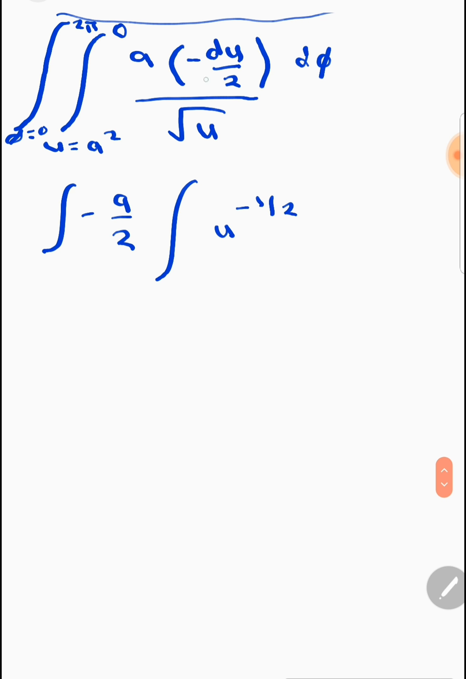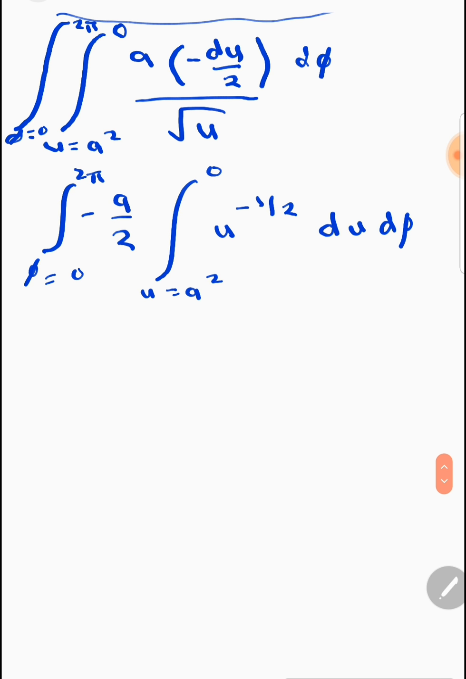And the reason why I'm just separating this as it is because, for integration, I'm only concerned with the variable that is involved with it, right? So in this case, this will be a du from here. And then this will be a d phi. I just took this out because it's just going to be a constant. But again, if you put this inside, it's also okay, up to you. So this is from a squared to 0. Phi is from 0 to 2 pi.